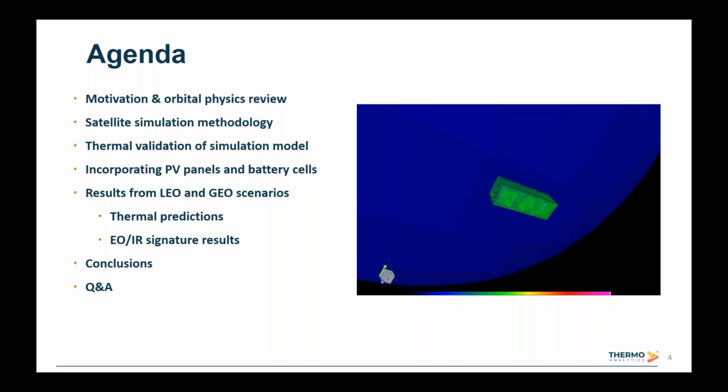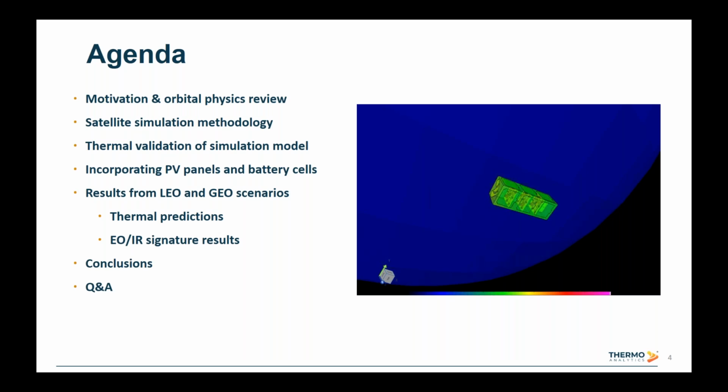Upon showing that thermal validation, I'll explain how solar panels and battery cells can be incorporated into these sorts of thermal electrical simulations. And upon doing that, I'll share some interesting results from both low Earth orbit and GEO scenarios. That's going to include some thermal predictions as well as some infrared signature results, as well as some excerpts from a presentation that we published this fall. I'll end with a few conclusions to wrap things up and have a bit of time for Q&A at the end. So that's the agenda for today.